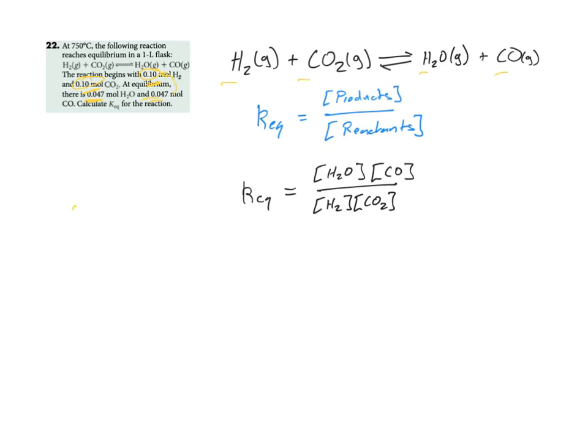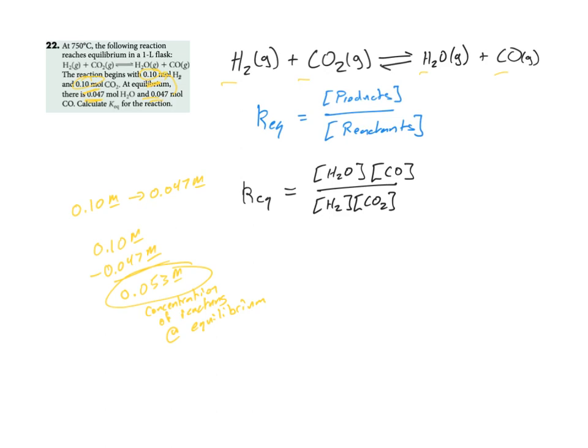So in other words, if I started out with 0.10 moles per liter of my reactant and I ended up with 0.047 moles per liter of my product, that means, how much reactant do I have left? That would be 0.10 moles per liter minus 0.047 moles per liter, which is equal to 0.053 moles per liter. That is the concentration of my reactants at equilibrium.